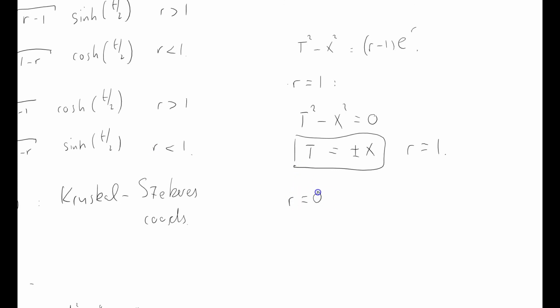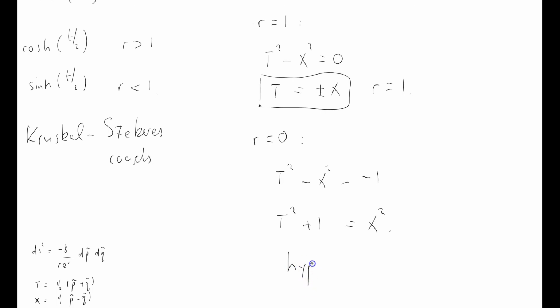Now what happens if r equals 0? Well, we've got a rather more peculiar thing, which is that t squared minus x squared equals e to the 0 times minus 1, which is minus 1. So that tells me that t squared plus 1 equals x squared. So it's a hyperbola, which is quite interesting, and we'll see that on the next screencast.